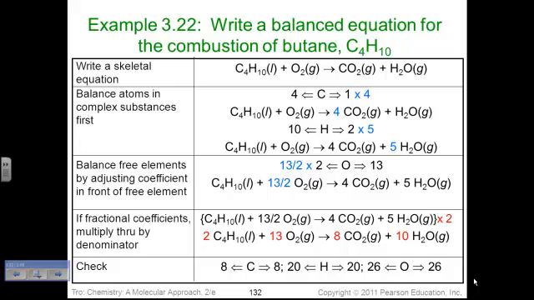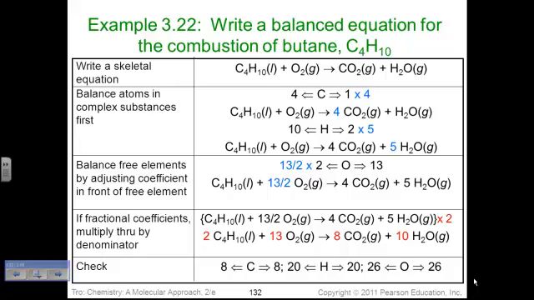Now I notice here when I place a 4 in front of carbon dioxide and a 5 in front of water, I get an odd number of oxygens. There's a total of 13 on the right, and there's no way I can balance O2, an even number, to make it an odd number. So I'm not allowed a fraction. 13 halves to give a total of 13 wouldn't work. We're not allowed to leave it as a fraction, but what we can do is double everything that we've learned so far. 2 units of C4H10 with 13 O2 gives us 8 carbon dioxides and 10 waters.